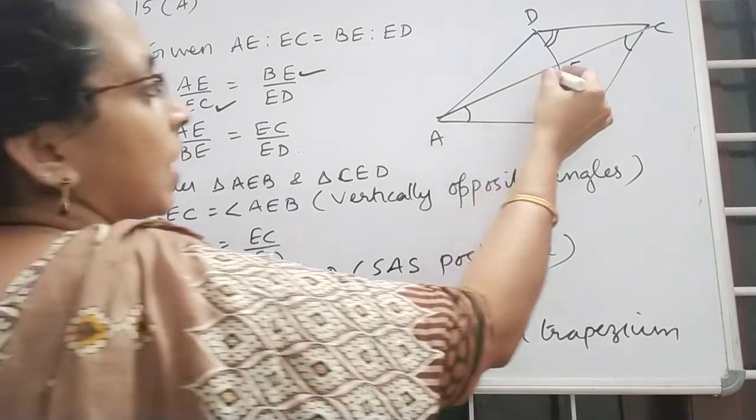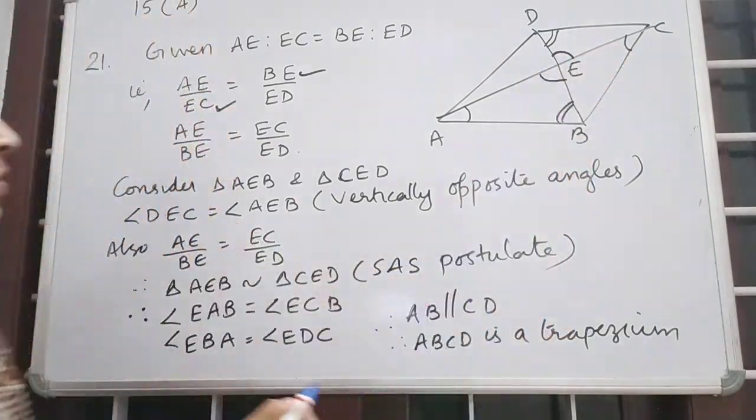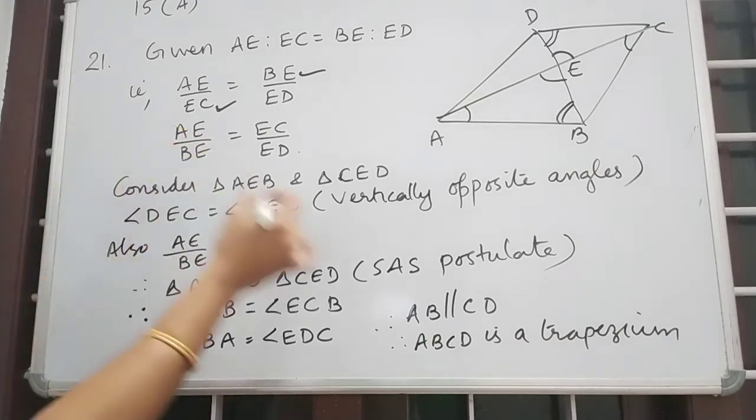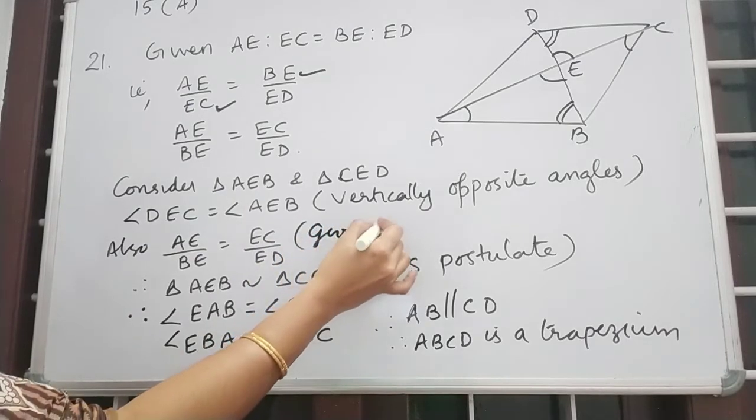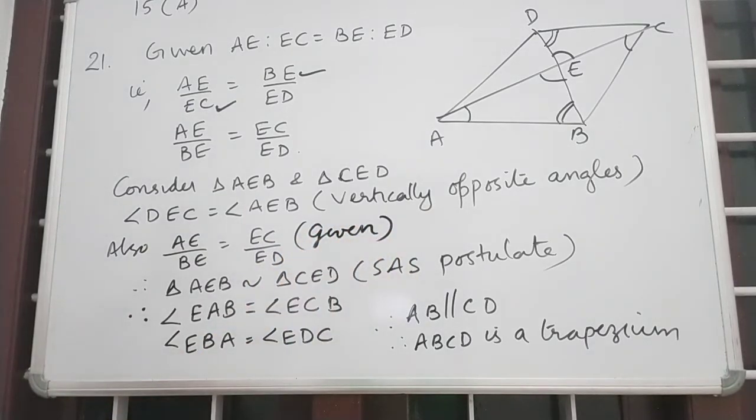These two are vertically opposite angles. Angle DEC is equal to angle AEB, vertically opposite angles. Also AE divided by BE is equal to EC divided by ED, since it is given in the question. So we can say that using SAS postulate that two triangles are similar.